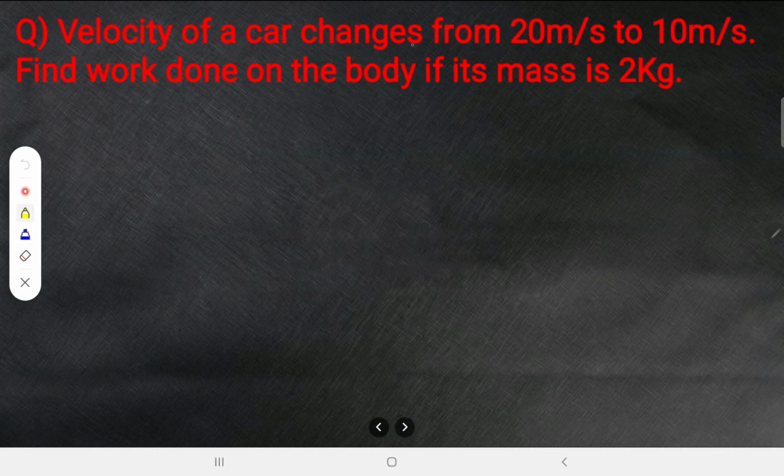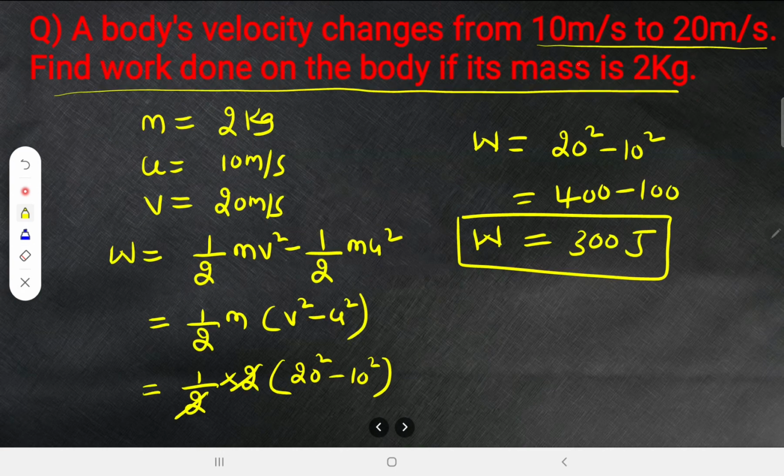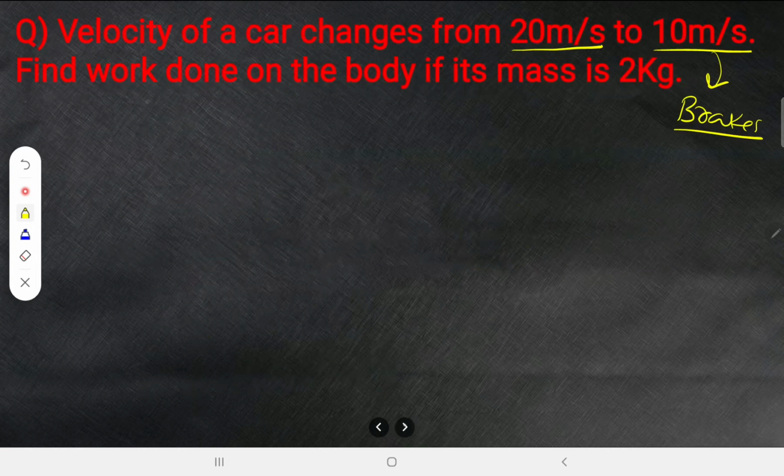The velocity of a car changes from 20 meter per second to 10 meter per second. The velocity is decreasing, which means definitely they must have applied the brakes, no? That's a very important situation here. Now they are asking us to find the work done on the body if its mass is 2 kg. Same situation, but here the velocity is decreasing. In the earlier case the velocity was increasing, 10 to 20. Let us see this situation here.